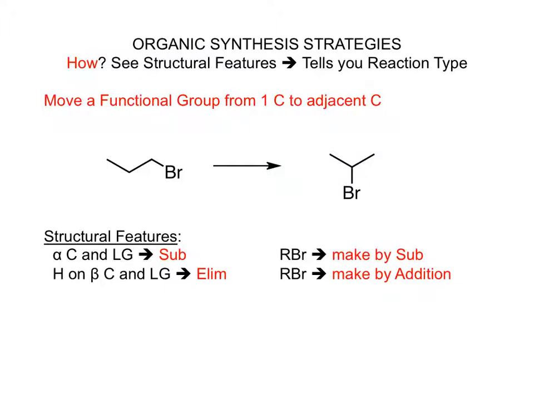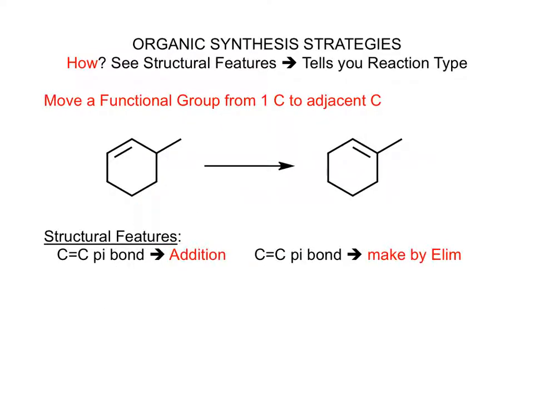So a substitution reaction will work if we want to convert one functional group to another functional group, but we can try an elimination reaction to make a pi bond and then do an addition reaction to put the Br in a different position. Let's do another one.